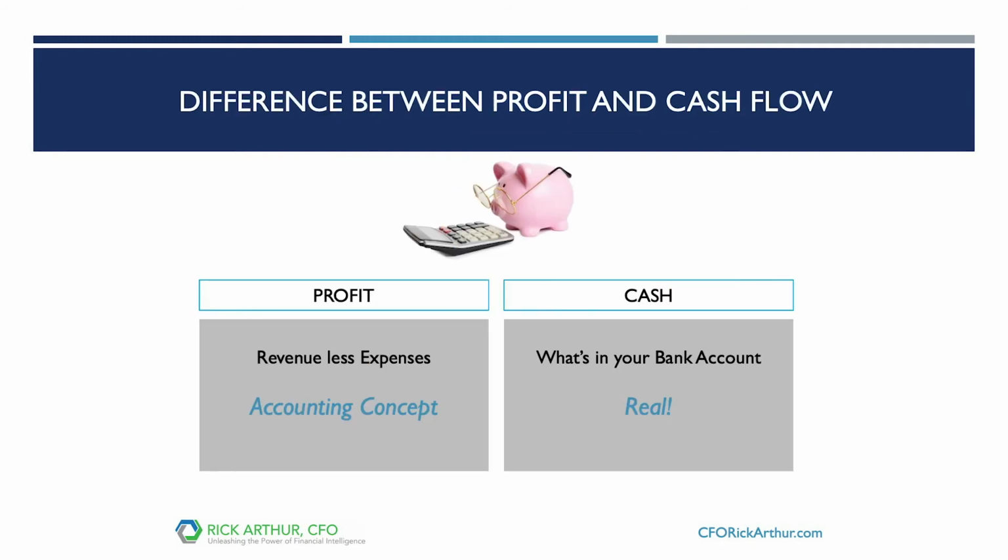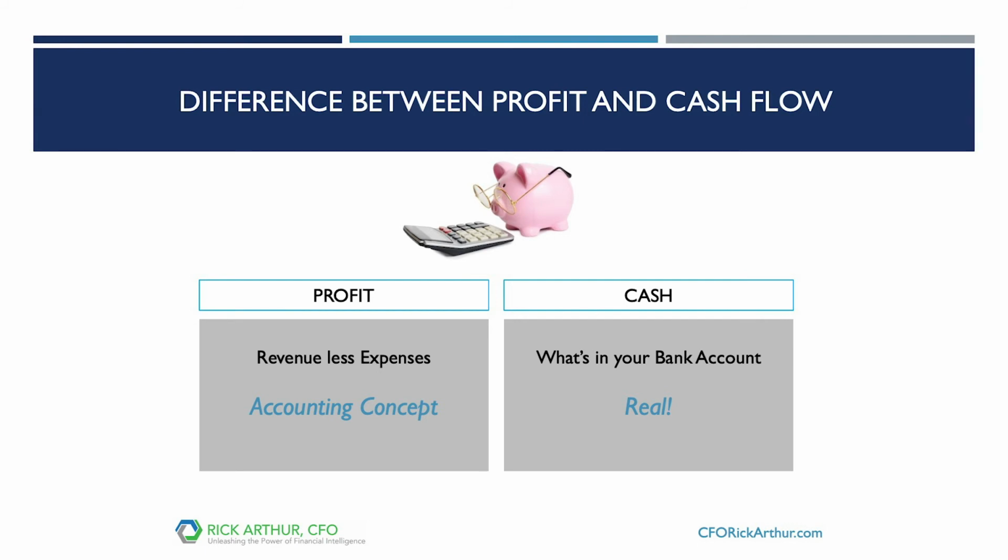So let's talk a little bit about the difference between profit and cash flow. I think most of us know that profit is basically our revenues less our expenses, our costs and expenses, and for a period of time that difference makes up profit. Cash, it's what's in our bank at any point in time. That's the difference.